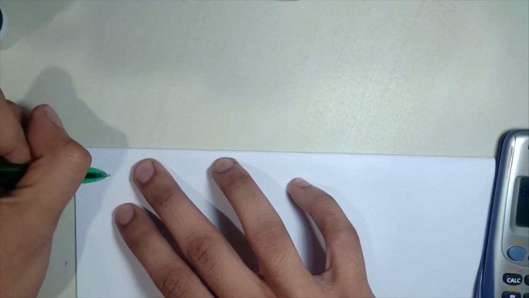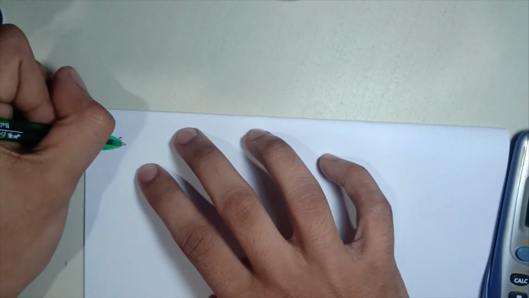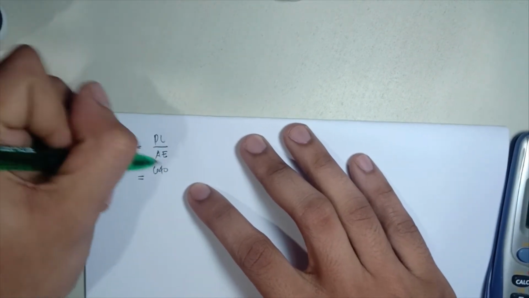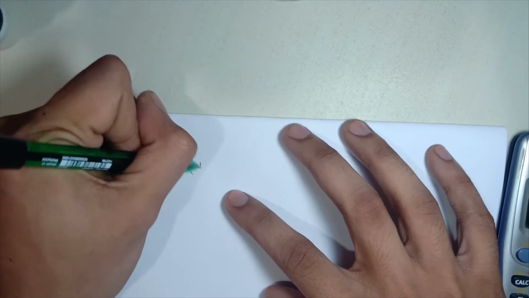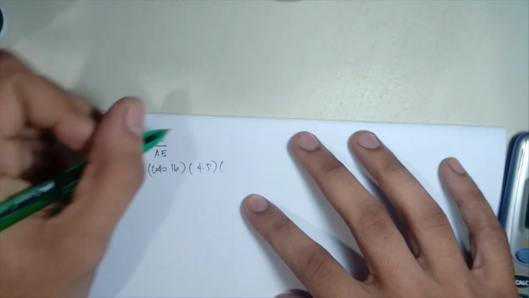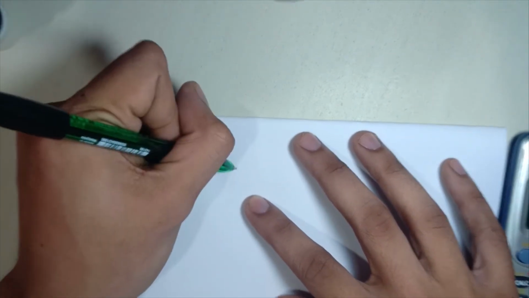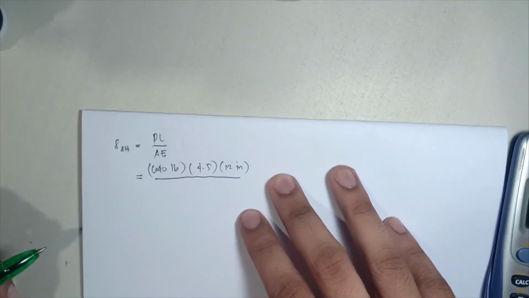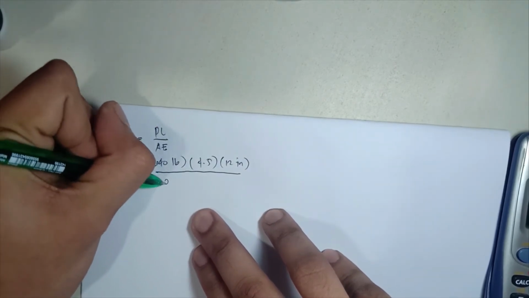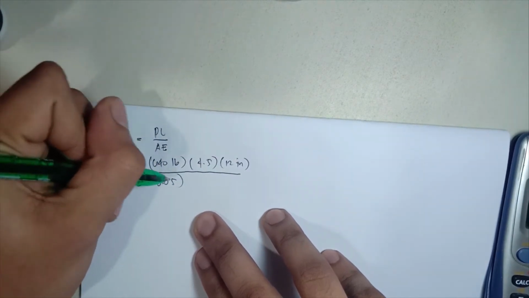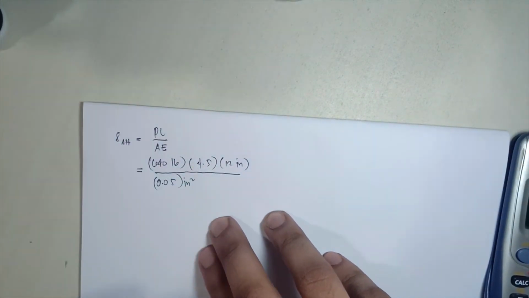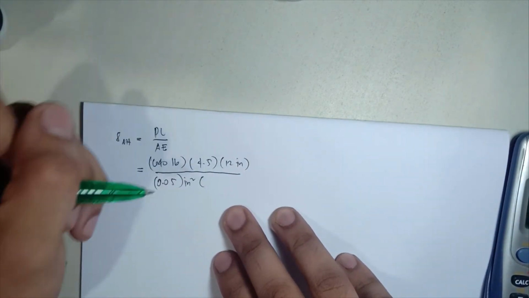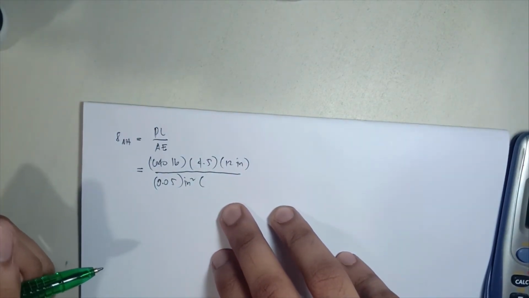So solve natin yung para sa AH, deformation AH, PL over AE. Yung force niya is 640 pounds times yung length niya is 4.5 feet, or multiply tayo ng 12 para maging inch, all over yung area times modulus of elasticity. Yung area gamitin natin is 0.05 square inch, square inch to guys, no? Times yung modulus of elasticity, yung gagamitin natin is 29 million para sa modulus of elasticity para sa steel.